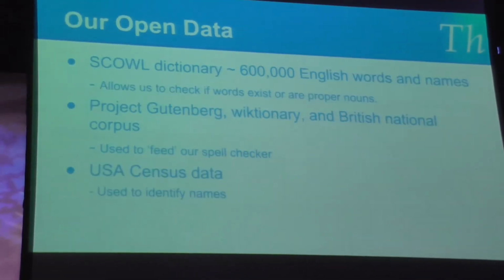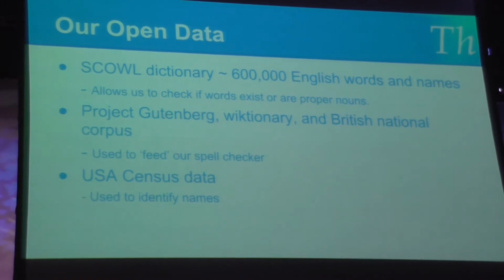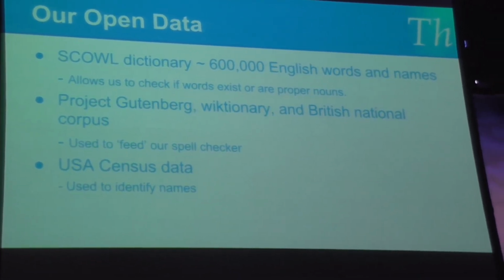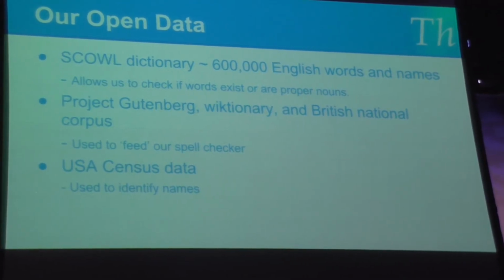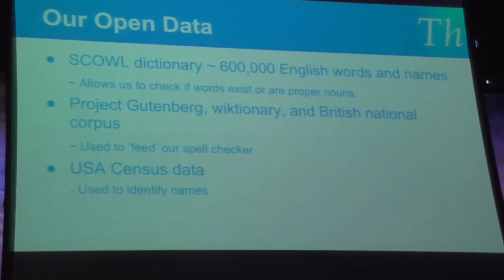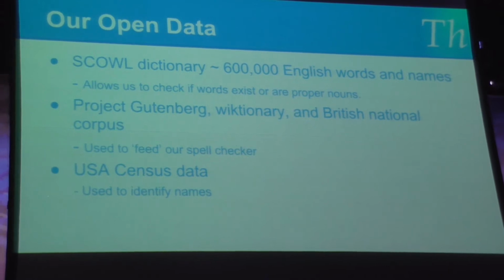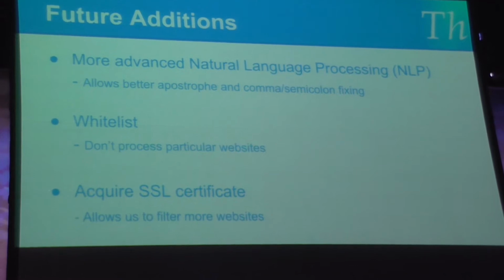So the most important source of open data that we used in our projects was probably the Scout Dictionary, which contains about 600,000 English words and names, and we can use this to identify proper nouns and decapitalise. We also used several books from Project Gutenberg, which were copyright free, and this was how we trained our spell checker. So, as a big project, there's obviously things we'd like to take this further with.